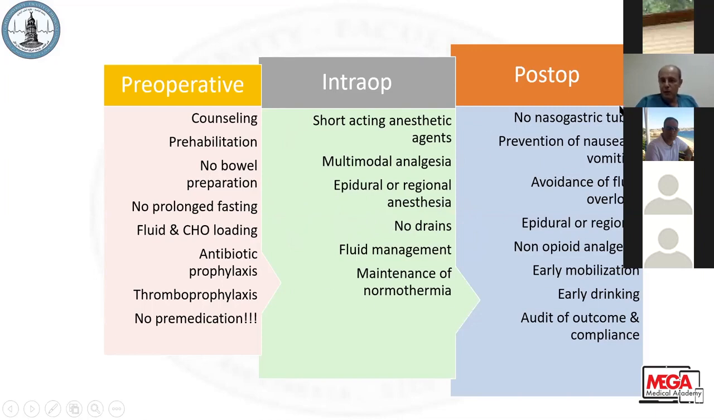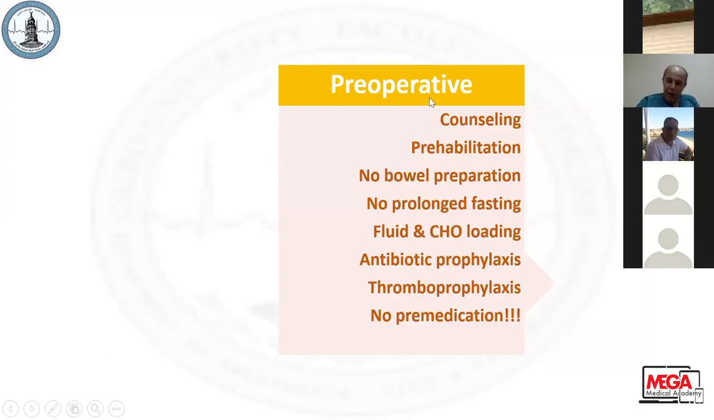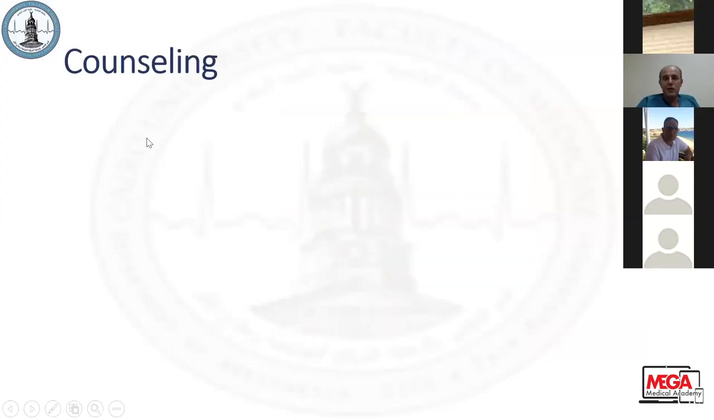Also in the post-operative period, the prevention of nausea and vomiting, starting preoperatively or intraoperatively, the use of non-opioid analgesia or less opioid analgesia to be more accurate, less opioid analgesia, early mobilization and early drinking. In the preoperative points of the enhanced recovery, counseling and patient education plays an important role.